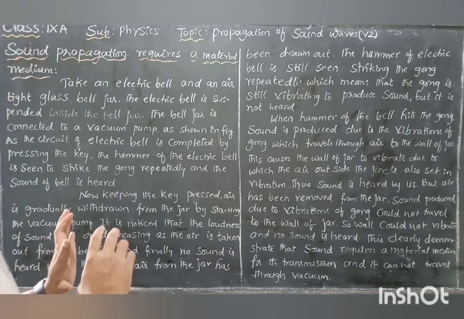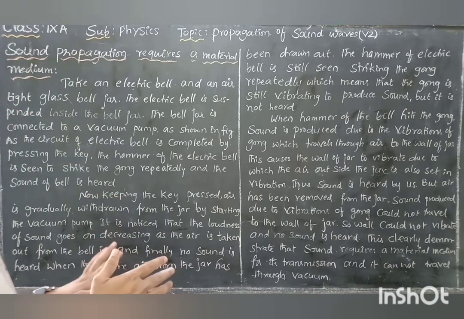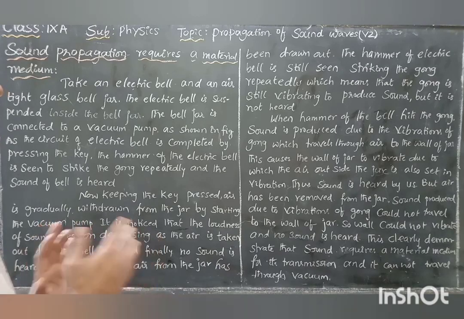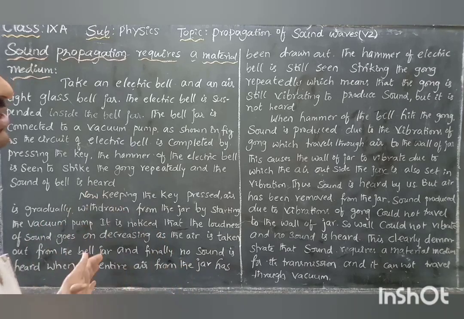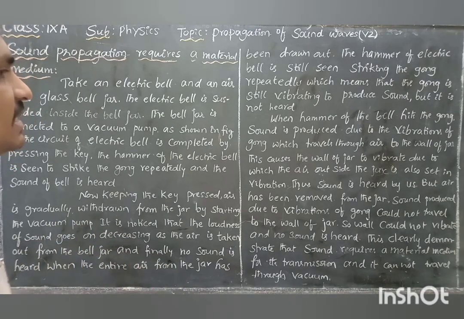Whatever sound is produced by the electric bell, inside the bell jar some air particles are there. The air particles start vibrating. A vibrating particle strikes the wall of the bell jar. It also vibrates, so that you are able to hear the sound. Whenever air particles are not present inside the bell jar, what will happen? Even though the electric bell is ringing, you cannot hear the sound. The reason is, without a medium, sound waves cannot travel. So sound cannot travel through a vacuum. This experiment shows that without a medium, sound cannot travel.